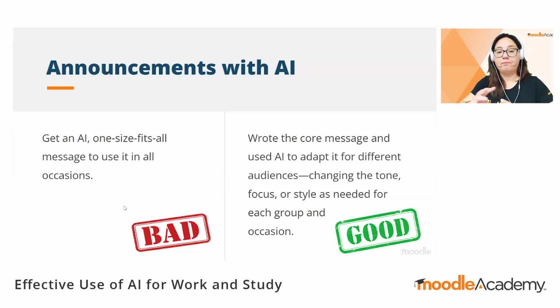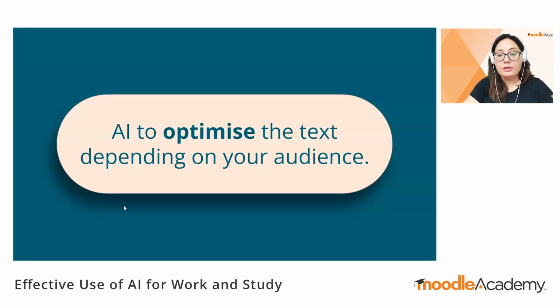So we had it optimized. I used AI to optimize the text depending on the audience and the occasion, and it was good and effective because while we ensured consistency, we had this adjustment for the specific audiences. So another thing that you can keep in mind is that AI can be used to optimize the text depending on your audience.